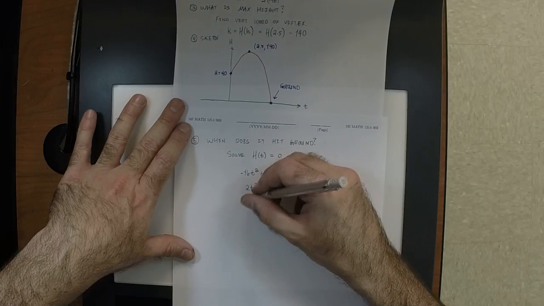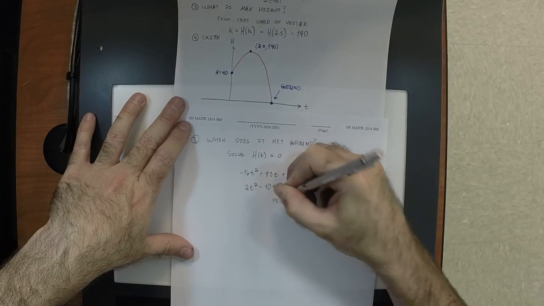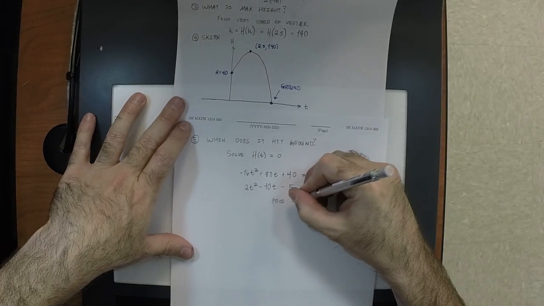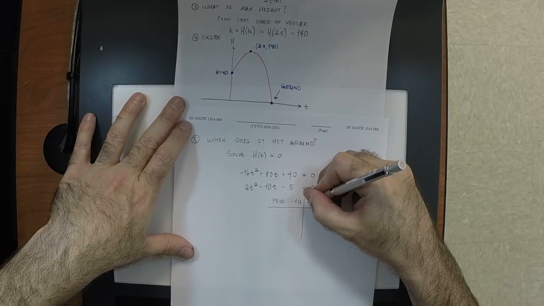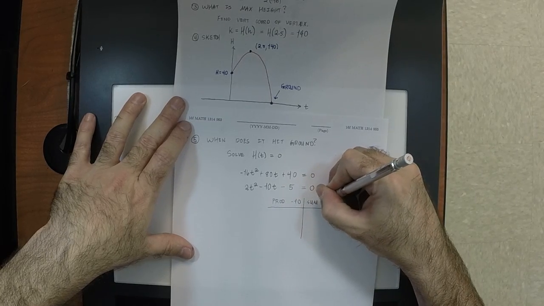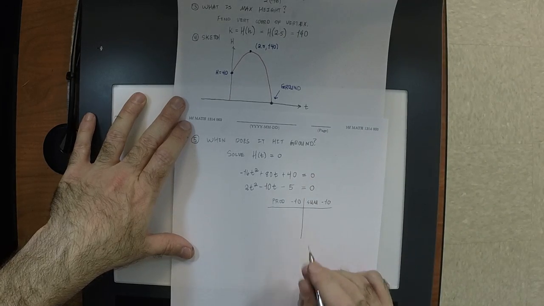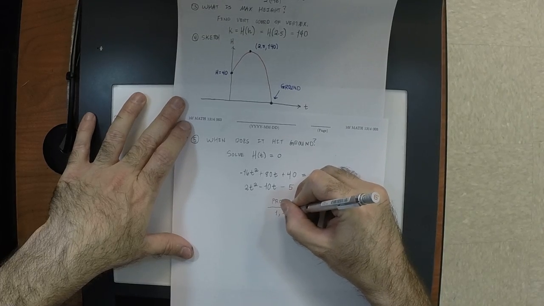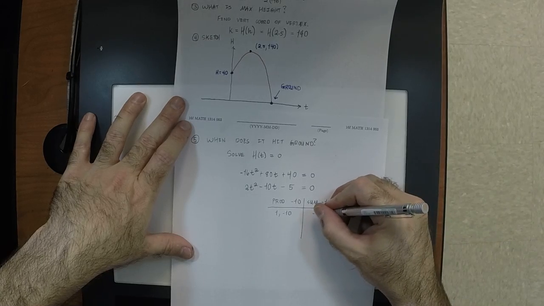Factor by grouping. Okay, so we want something whose product is the product of the first and the last, so negative 10, and whose sum is also negative 10. So how about 1 and negative 10? What's the sum? Negative 9, okay? That's not going to work.